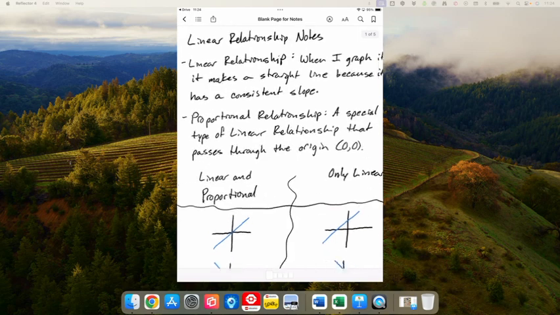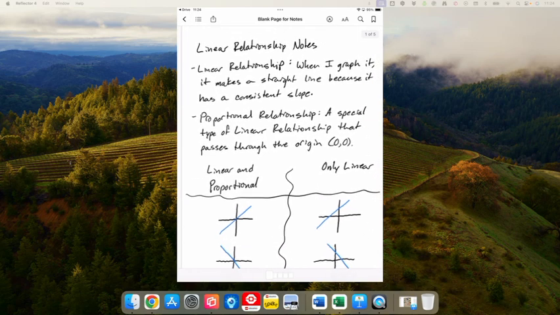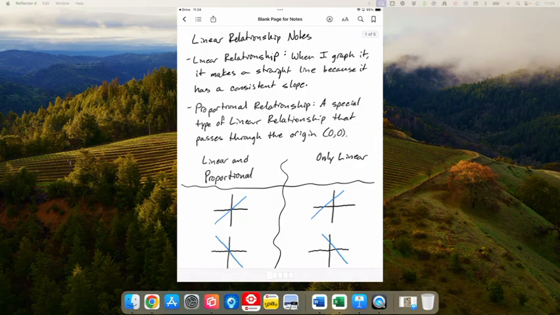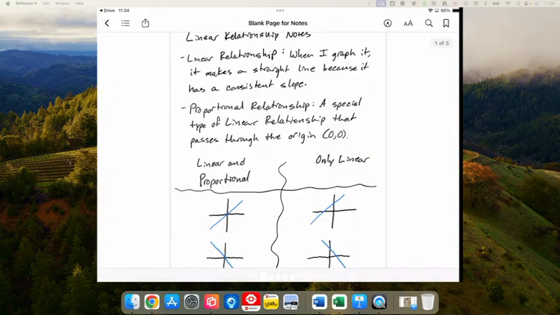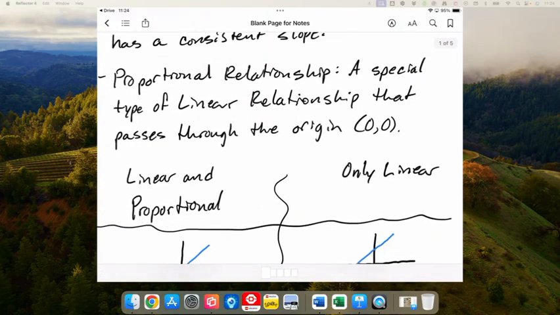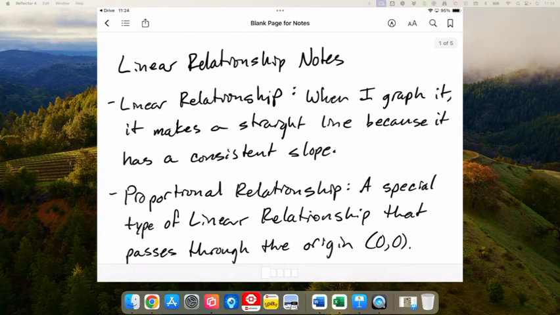Okay, we've got some notes here on linear relationships, and I wanted to run through these with you, just kind of describing what we've got here. And so a linear relationship is a relationship between two variables that when we turn that relationship into a graph, it makes a straight line. And there are lots of linear relationships. Basically anything that you graph that turns into a single straight line is going to be a linear relationship.